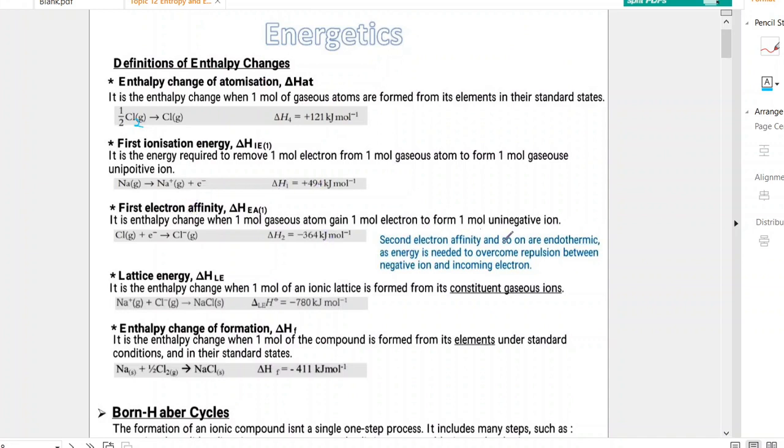But the second electron affinity, third and fourth and so on are all endothermic, because energy is needed to overcome repulsion between the negative ion and the incoming electron. In first electron affinity, we added 1 mole of electrons to 1 mole of gaseous atoms. But in second electron affinity, we are adding electrons to already uninegative ions. So adding a negatively charged electron to a uninegative ion, there will be repulsion.